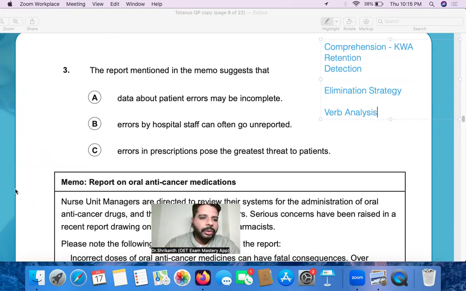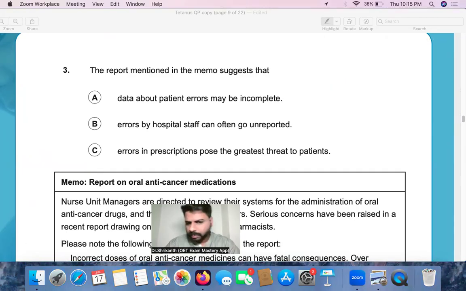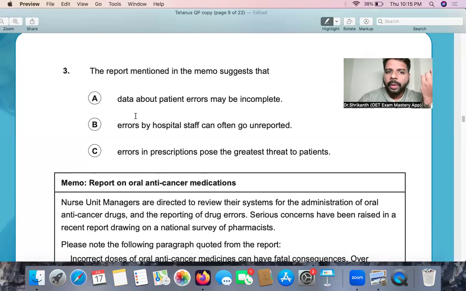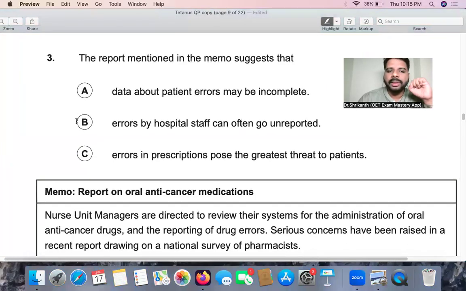So now let's do comprehension of the question. Let's read the question over here and understand what our duty here is. The question is: the report mentioned in the memo suggests that. So here this is a memo. A memo is basically a reminder. It's a workplace document, like a reminder that the hospital sends to the medical staff.